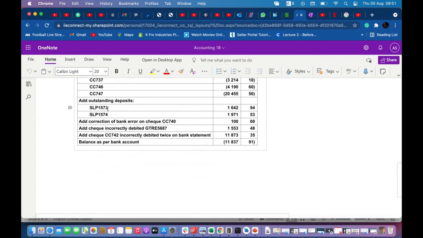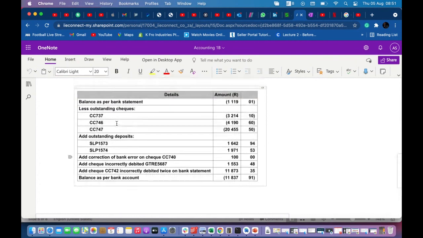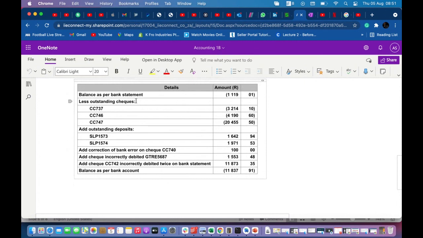Then we went on to our outstanding deposits, guys, and you should master this format. Balance as per bank statement, then less outstanding checks, then add outstanding deposits, and then you deal with your errors. Outstanding deposits we got from our cash receipts journal, or our deposit slips. Remember we canceled out the 2,793 because there was an error on our side on that amount. Those two checks came from the last two in the deposit slips table.